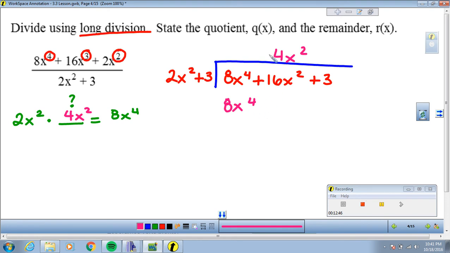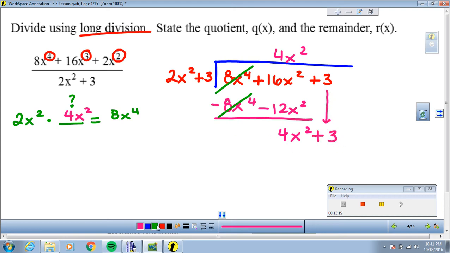Remember what I told you. If positive times a positive equals a positive, you're going to make it negative on purpose. You're going to change it to the opposite. 4x squared times 3 should be positive 12x squared. But when I put it here, I'm going to make it negative on purpose. These two get canceled. And then 16x squared minus 12x squared is 4x squared plus 3, right? We have to bring down the next term.